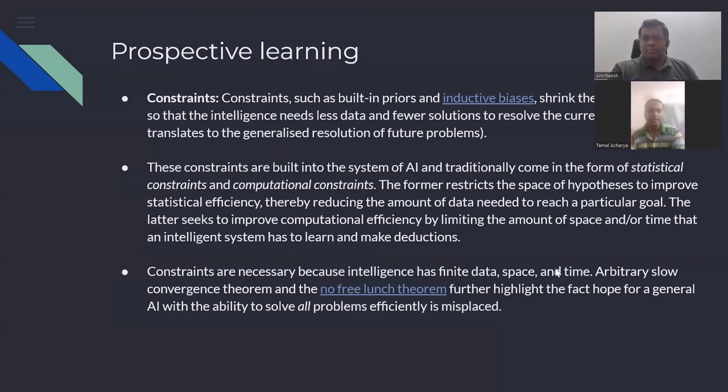This is where constraints come into the picture, because intelligence has finite data, space, and time. As I said earlier, intelligence means you are working with a finite set of resources and time. You will make your decision using those resources that are available to you right now. It's not infinite. It is constrained. Then you take the call, take the decisions, and that's where prospective learning and all these things come into the picture, because you will visualize inside your head, using your internal model, what can be the most optimum way, optimum scenarios. Now, moving on.